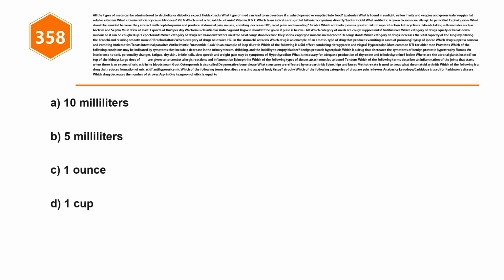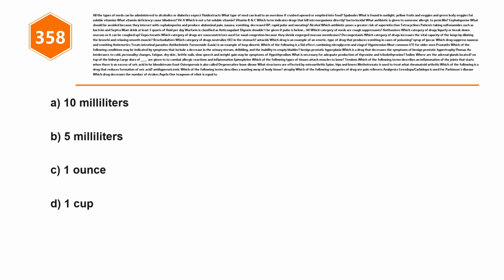Which category of drugs neutralize HCl in the stomach? Antacids. Which drug is an example of an emetic, a type of drug that produces vomiting in cases of poisoning? Syrup of ipecac. Which drugs suppress nausea and vomiting? Antiemetics. What treats intestinal parasites? Antihelmintic. Furosemide, Lasix, is an example of a loop diuretic. Which of the following is a side effect of combining nitroglycerin and Viagra? Hypotension.